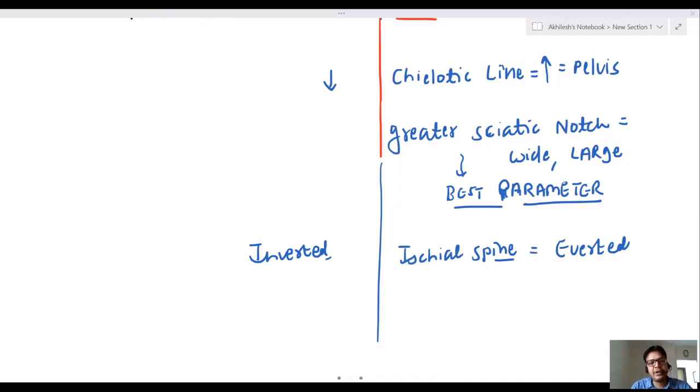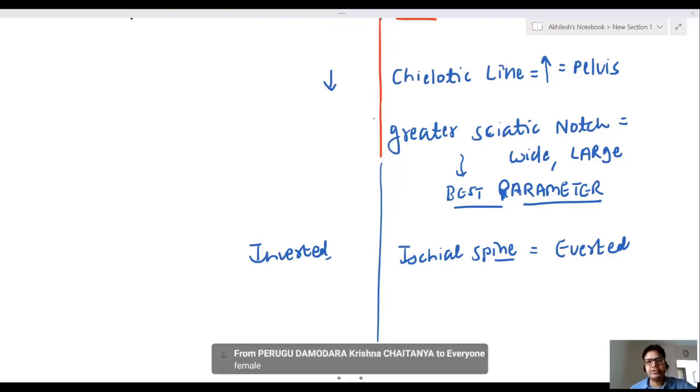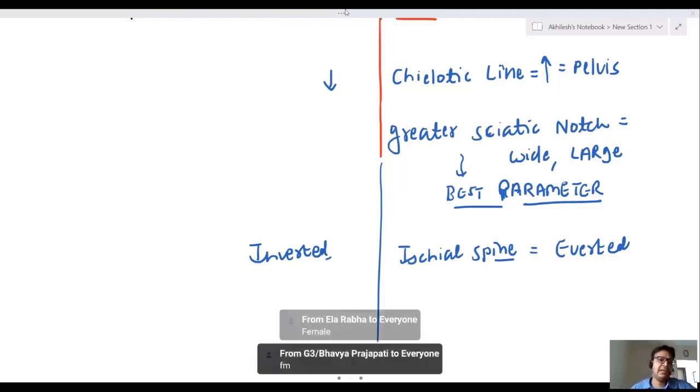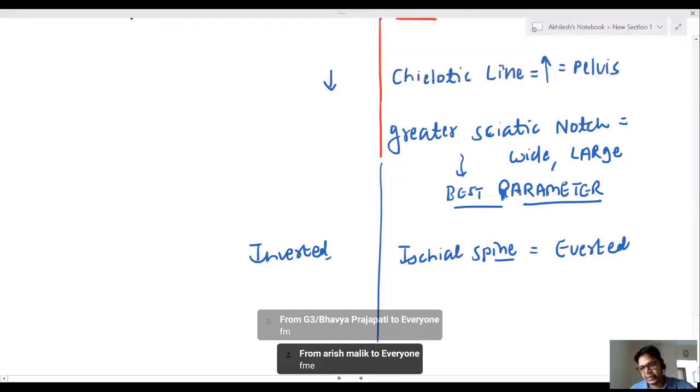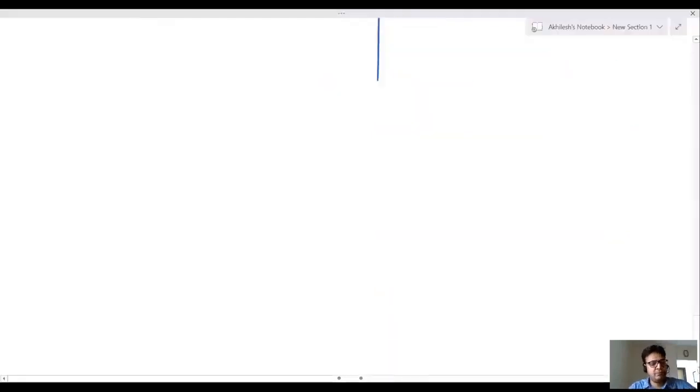Obturator foramen is triangular in male or female? What is the answer? The answer is female. Very good, sir. So this is how we decide sex.